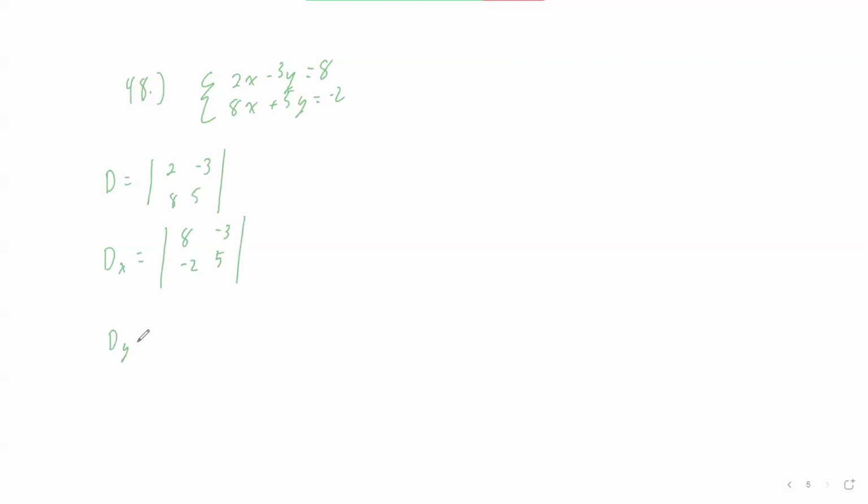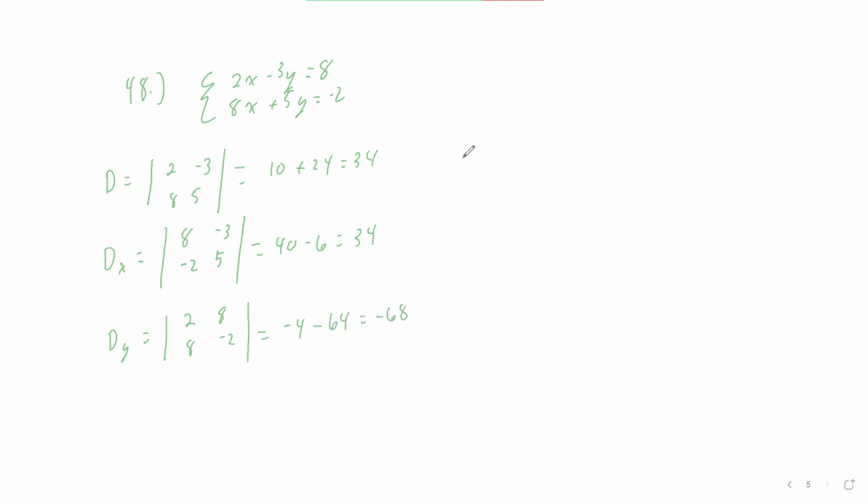And then Dy, I'm going to replace my column of y's with the solution. That's going to be 8, -2, and then the original x values, 2 and 8. So now I'm going to find these values. That's going to be 10 minus 3 times 8, which is 24. So that's -24, so that makes it a positive. So that's 34. 5 times 8 is 40, minus 3 times 2 is 6. So that's 34. -2 times 2 is -4, minus 8 times 8, which is 64. So that's going to be -68.